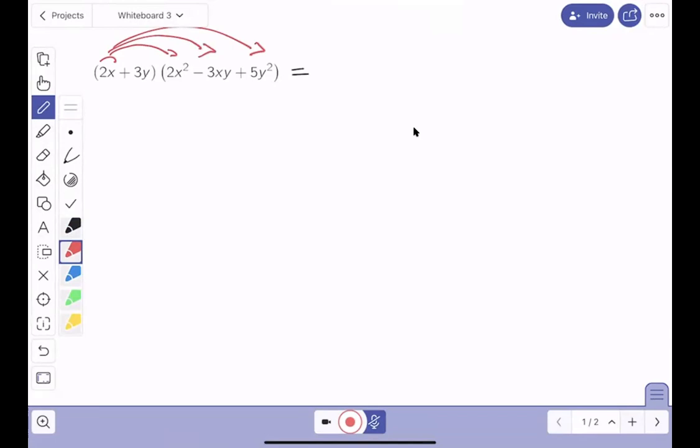Let's do the first one. 2x times 2x squared is 4x cubed. Okay. 2x times the next term is going to be minus 6x squared y. 2x times the last term is going to be plus 10x y squared.